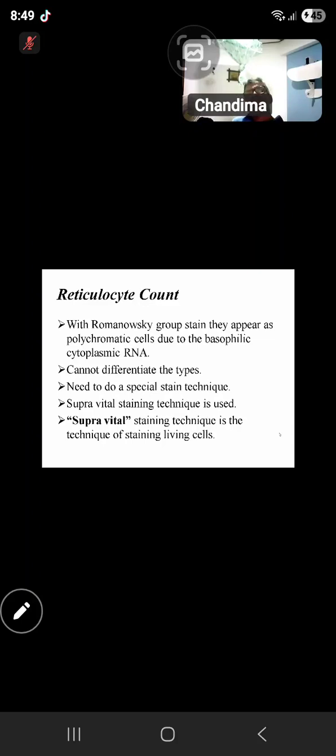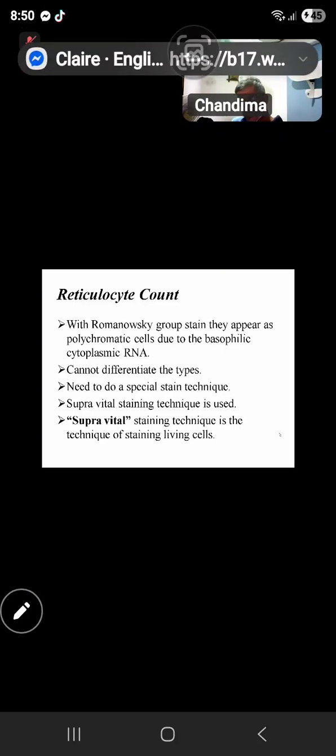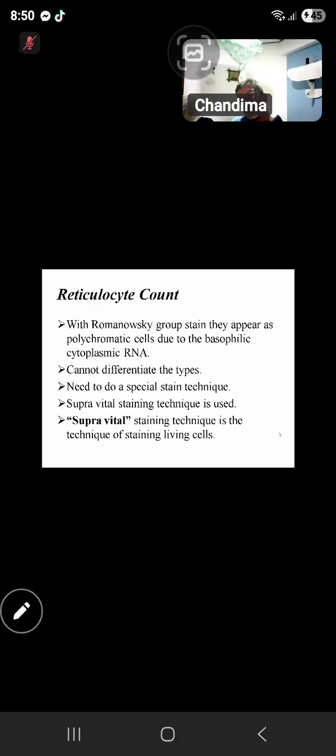Right? So you can see the reticular material, or the remnants of the RNA, in that red cell as pointed things and fragments in the cells. So what you have to do is count the number of reticulocytes present among the red cells. Along with the red cells, you have to count the number of reticulocytes, right? While you are counting the red cells, you have to mark the number of reticulocytes present among those red cells.